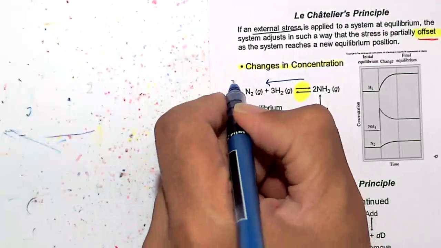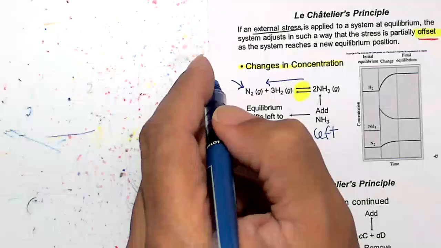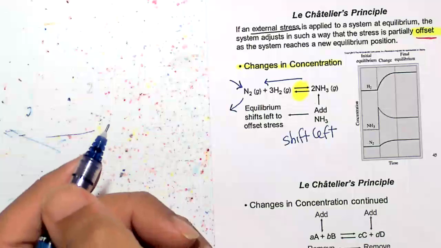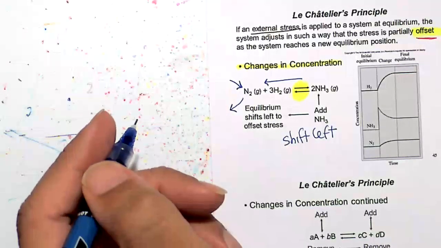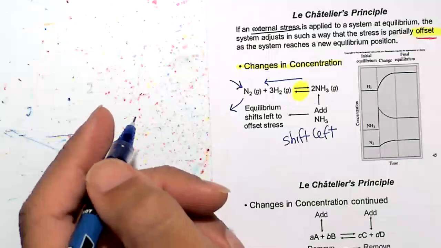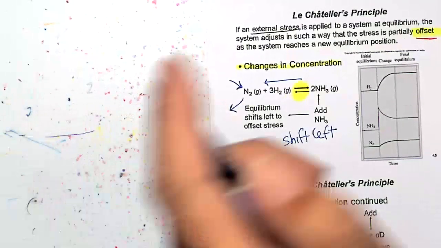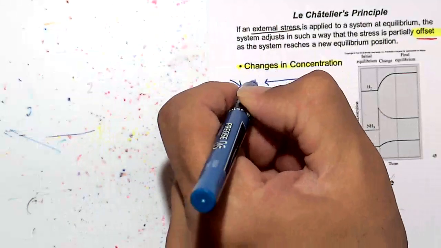Okay. What happens if I add N2? Where will it shift? To the right. Okay, what happens if I remove N2? Where will it shift? I remove it. Where will it shift? To the left. Okay. Why? What's the offset of removing N2? It will go back to the side to increase the N2.